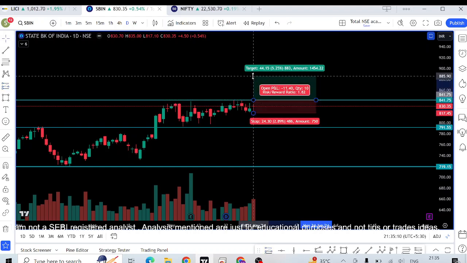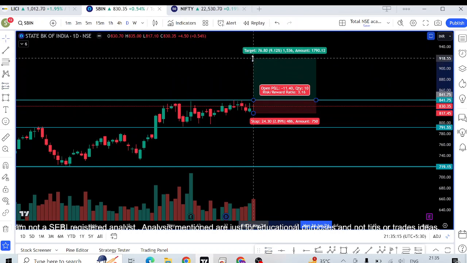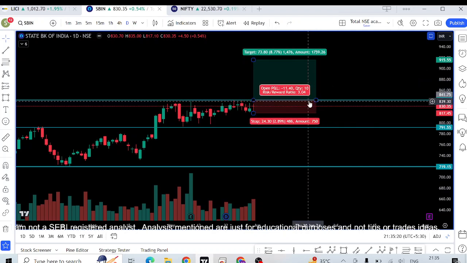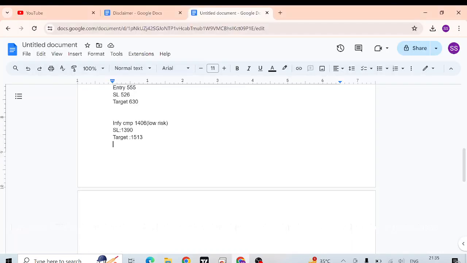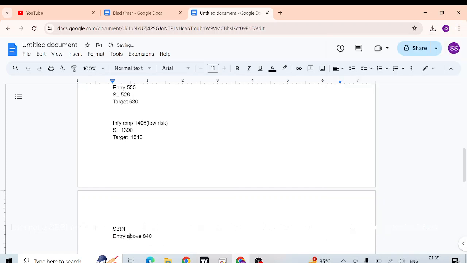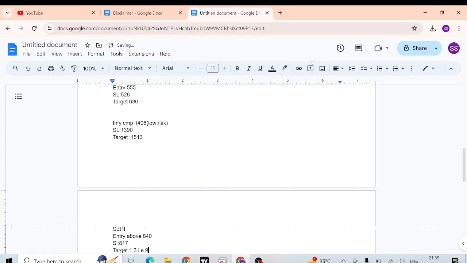The moment it breaks this, the minimum is 1 is to 3. Entry about 840 for educational purpose. We'll keep a stop loss for educational purpose at around 817, and the target will be 1 is to 3, that is 920 approx.